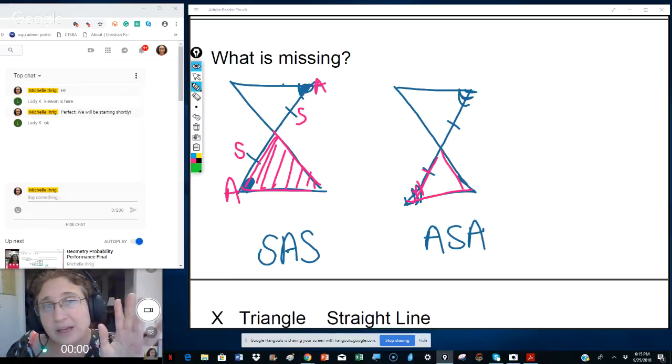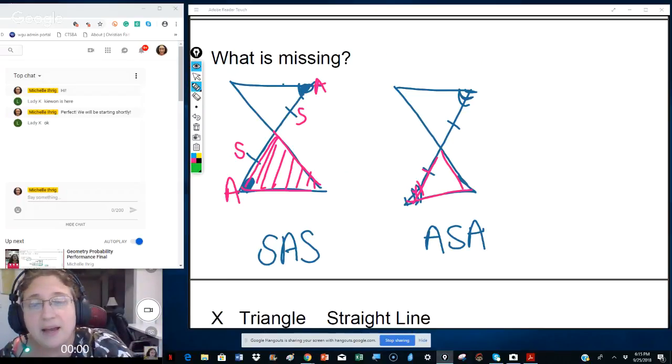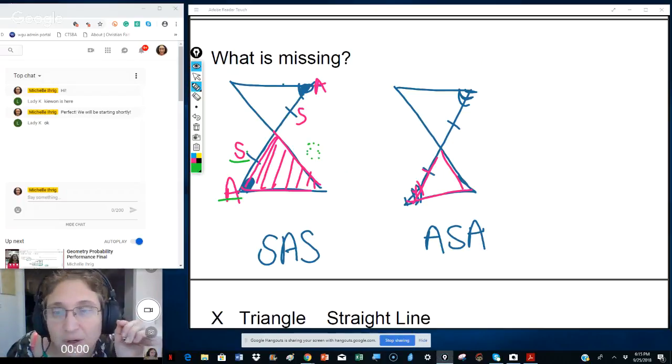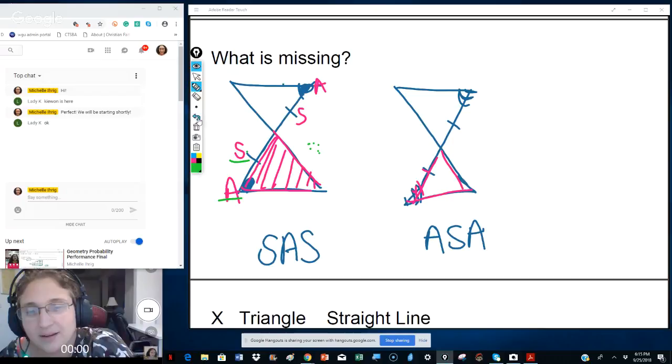Now, what's funny is this. If I have side, angle, side, I know I need another side. I could do this side, but that would give me a bad word. So we don't want to do that, right, Nick?